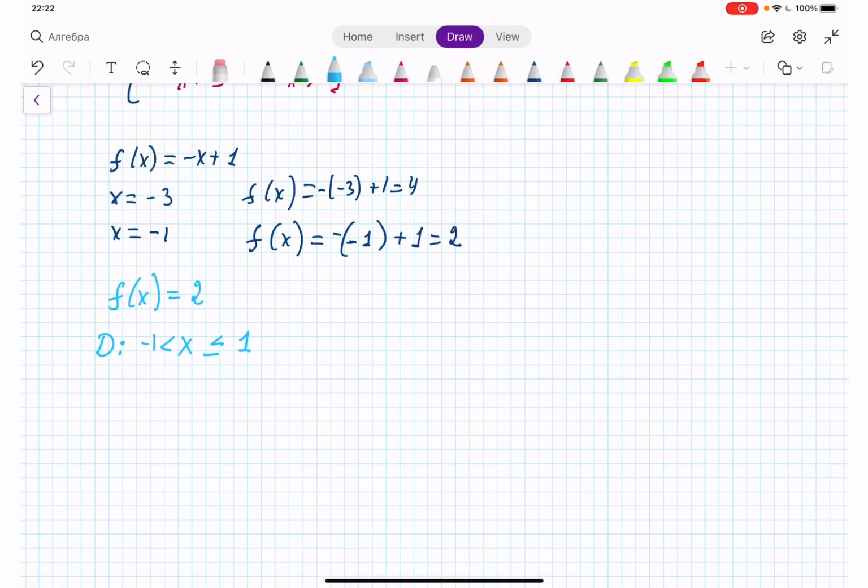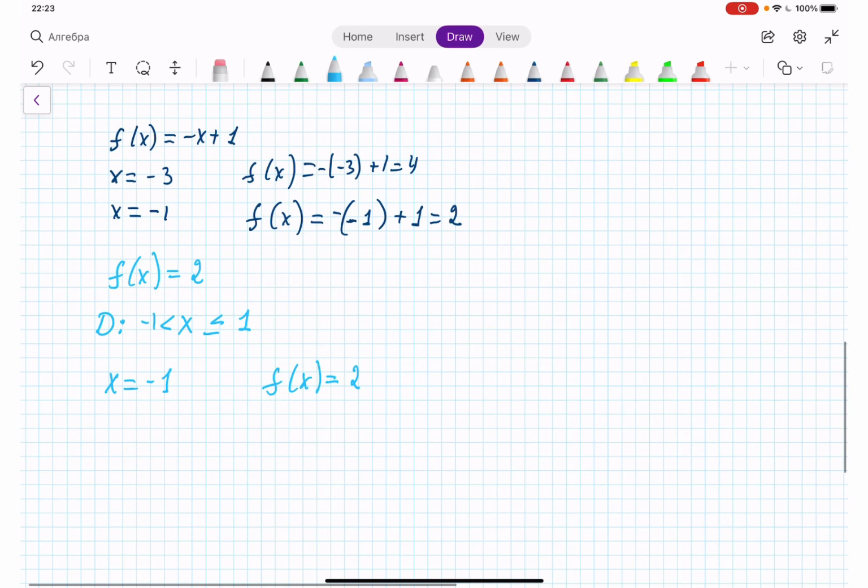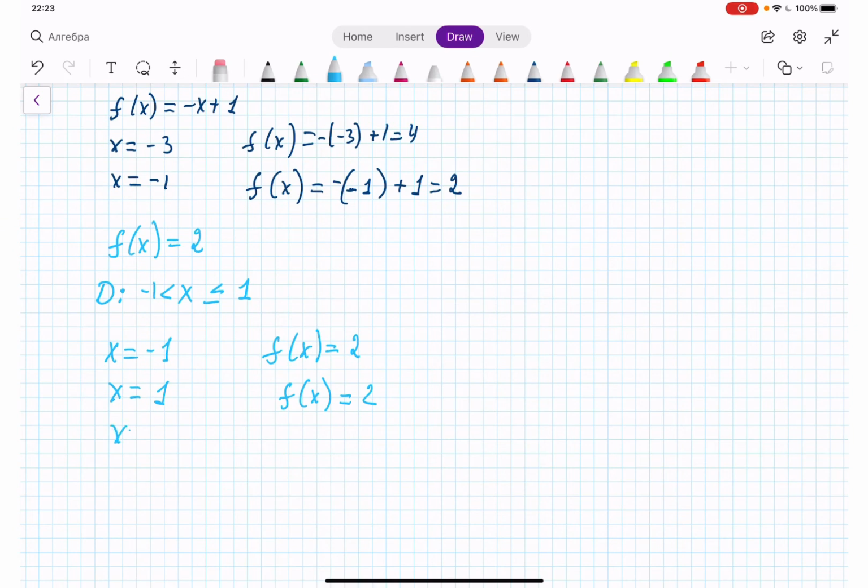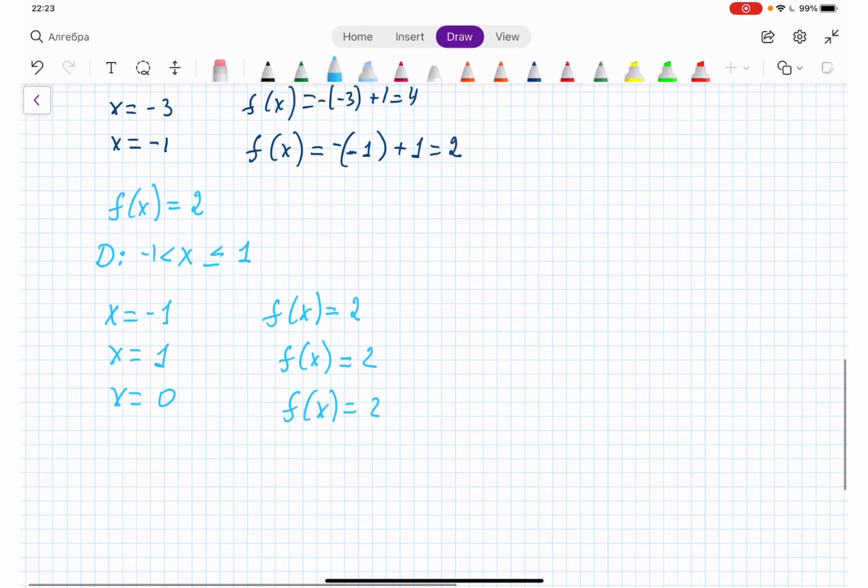So, let's take any value. x is equal to negative 1, f of x is equal to 2. x is equal, let's say, positive 1, f of x is equal to 2. Let me take the point of 0. x is equal to 0, so to find out if it's passing through 0 or not, f of x is still equal to 2, right? Okay.